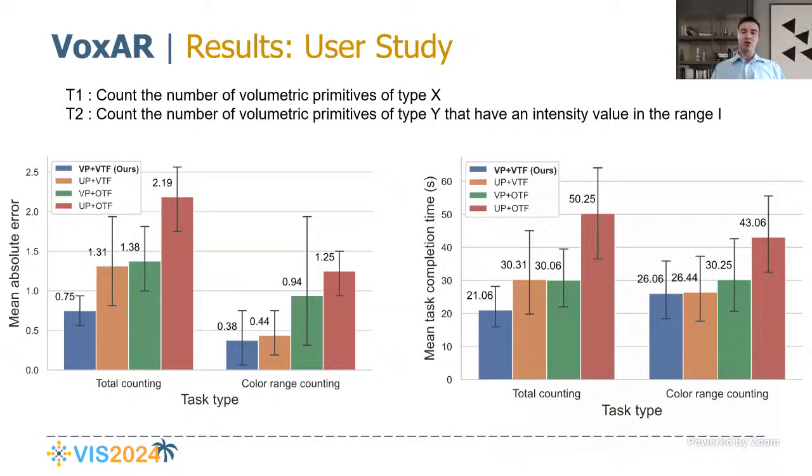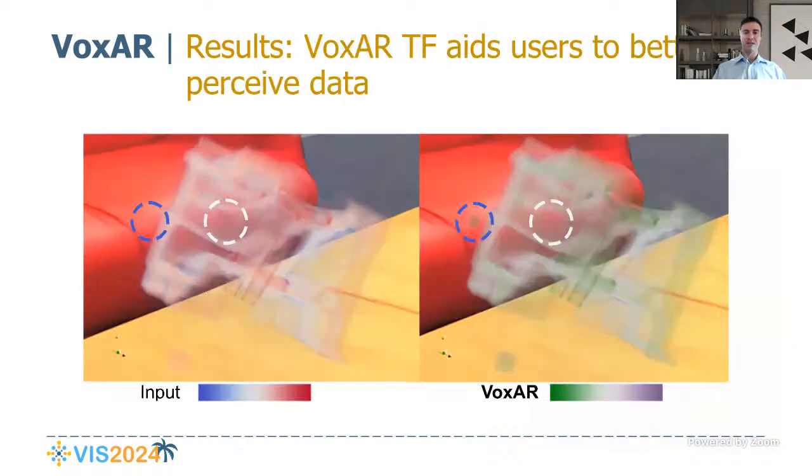As well as the original versus the recolored transfer function. The results indicate that users perform better under our system with regards to accuracy and completion time. Here's an illustration as to why. Users found it harder to see the cube inside the blue circle with the original transfer function, and in the white circle, users mistakenly thought there was a cube in the original transfer function when in reality it was actually a hole. Overall, the results show that VoxAR's transfer function recoloring improves data perception.